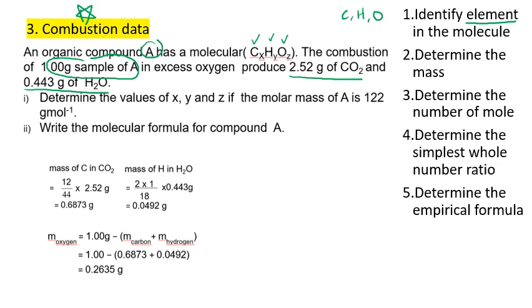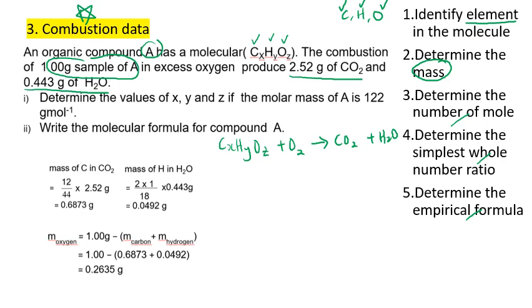So from this information, we are going to determine the mass. Once you identify the mass wrongly, then definitely the number of moles, simplest whole number and the empirical formula will be wrong. So now we are going to find out how to determine the mass of carbon, because we have three elements: carbon, hydrogen and oxygen. We know that compound A, CxHyOz, burnt in excess oxygen will produce carbon dioxide and water.